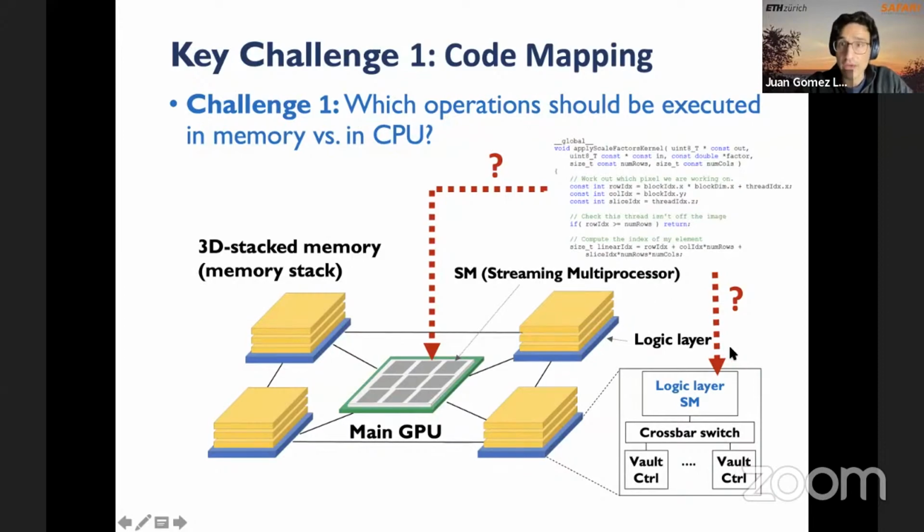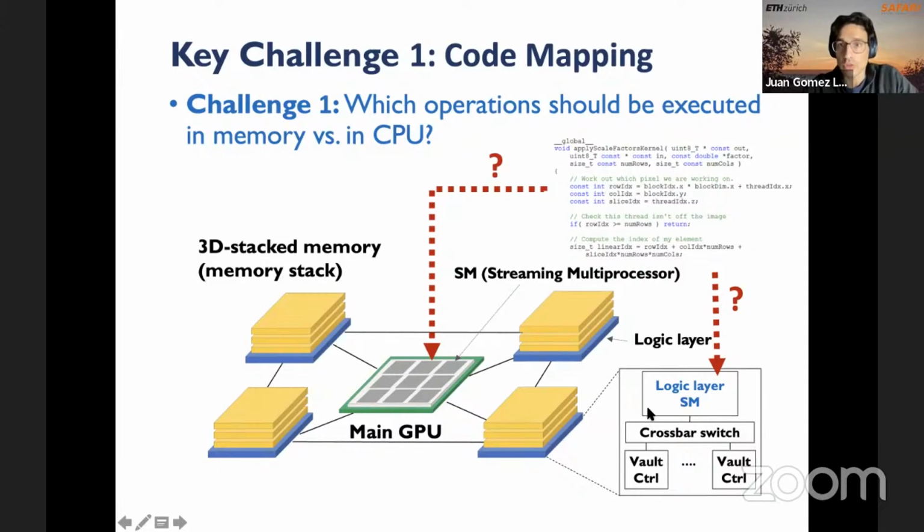But when we have a system like this that is extended with GPU cores in the logic layer of the memory stacks, it's important to first figure out where we are going to execute a specific piece of code, whether in the main GPU or in the GPU cores near the memory.